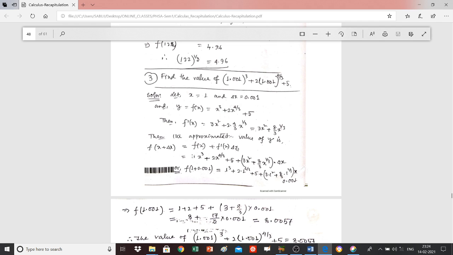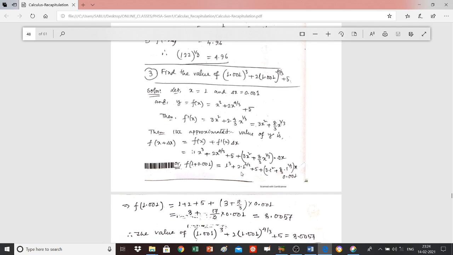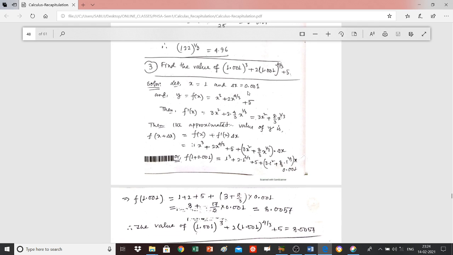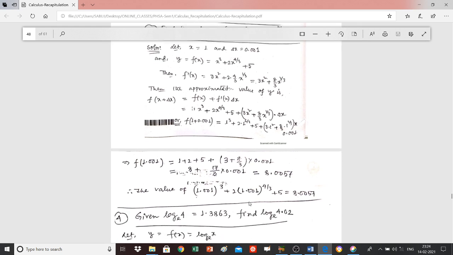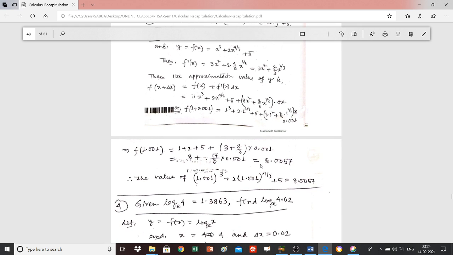Now from the definition, the approximated value of y is f(x + Δx) = f(x) + f'(x)Δx. Now just write the values: f(x) = x^3 + 2x^(4/3) + 5, then f'(x) and Δx. Substitute x = 1 and Δx = 0.001, and after calculation the value becomes 8.0057. So the given number is equal to this.